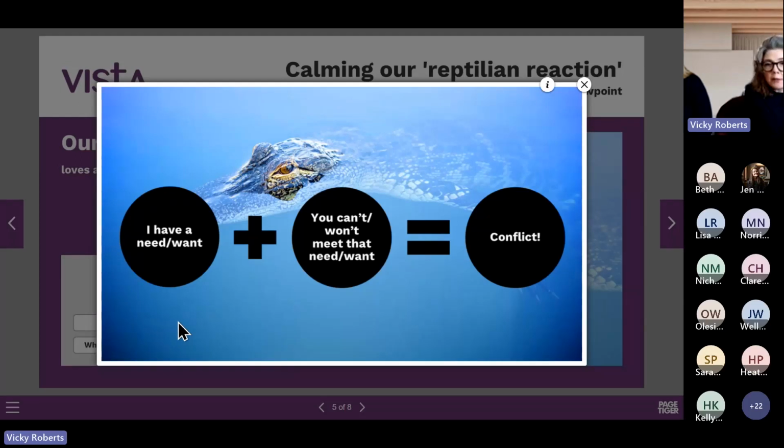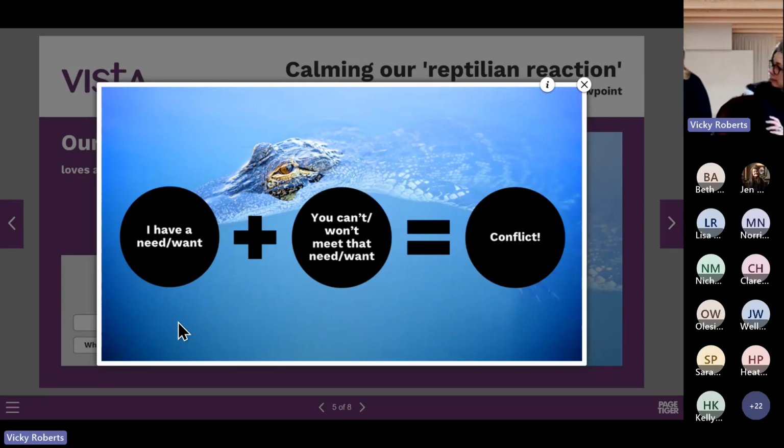It's that conflict arises between Tracy and I if I have a need or a want, and Tracy can't or won't meet that need or want, and that causes that conflict. Now, the point here is that, of course, there can be entirely healthy conflict, but to do that, we need to make sure that we have respectful behaviours in terms of the management of it, which of course is controlling our good old reptilian brain in the response to that conflict, and get to the essence of what the conflict is.